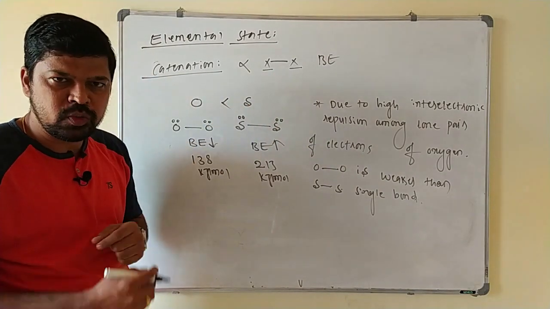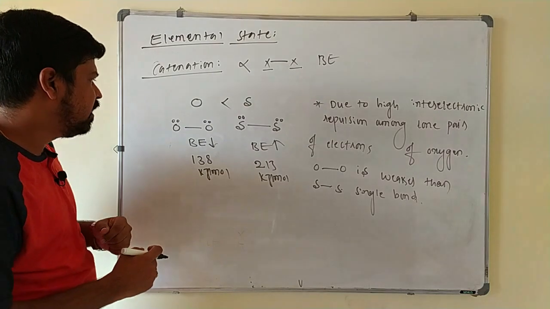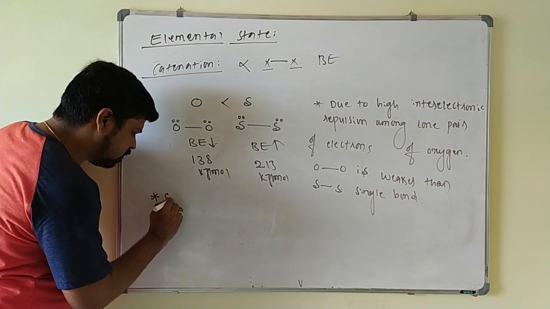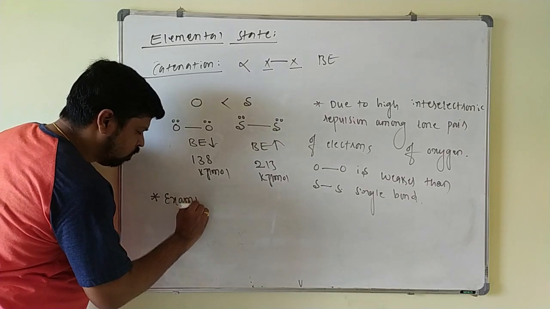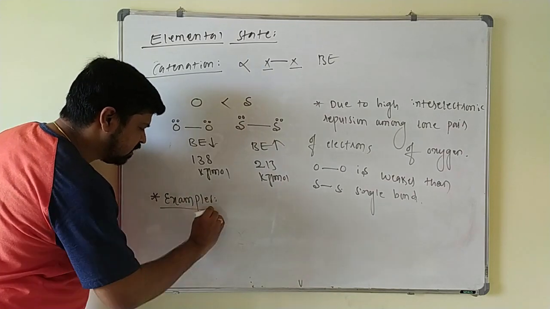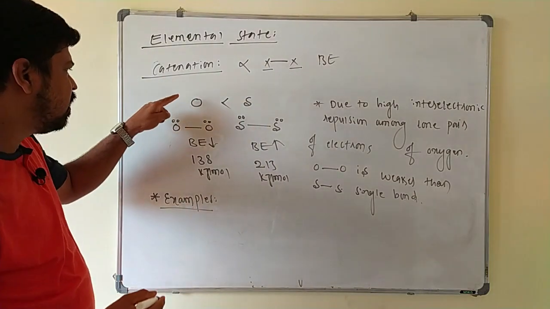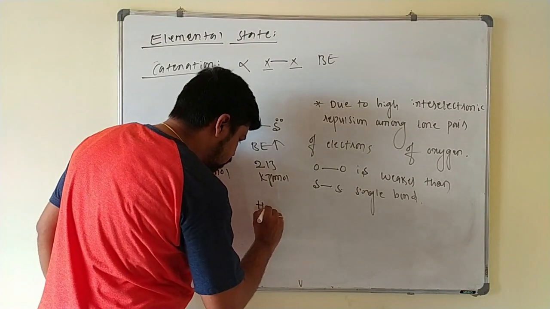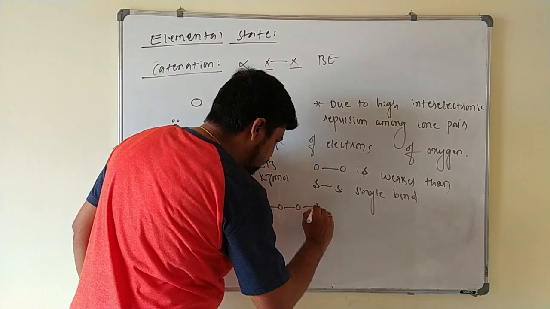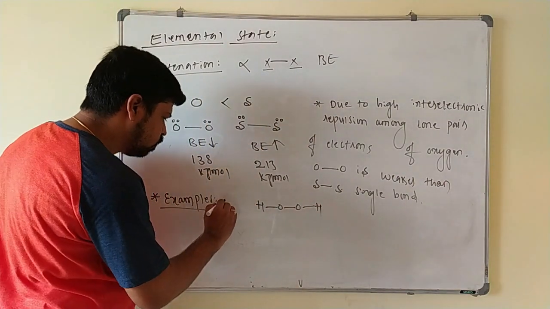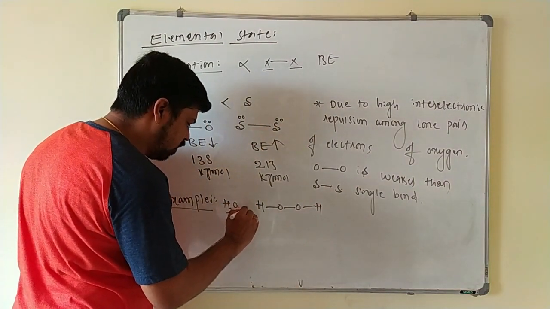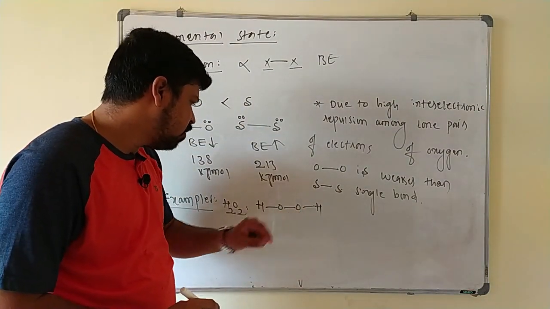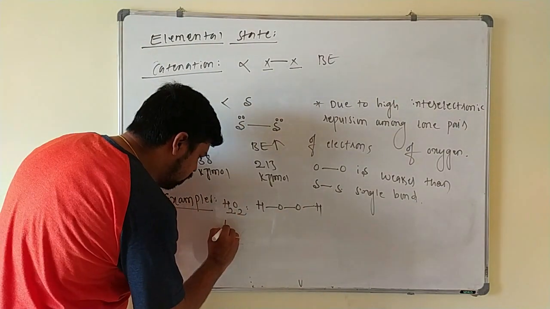That's why sulfur shows maximum catenation property here. So in this one again, you'll write some examples of catenation. Oxygen also shows this, but the tendency is less than sulfur here. I'll write HOOH in case of H2O2. Oxygen shows catenation property. This is self-linking of oxygen here.